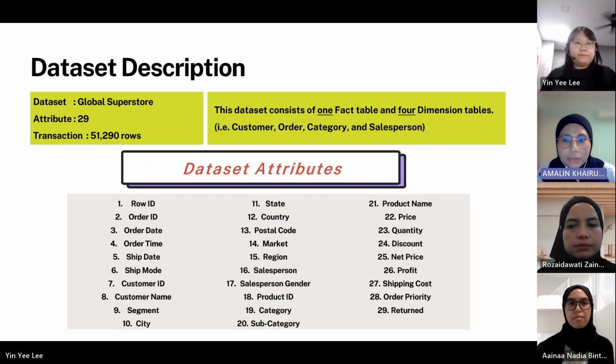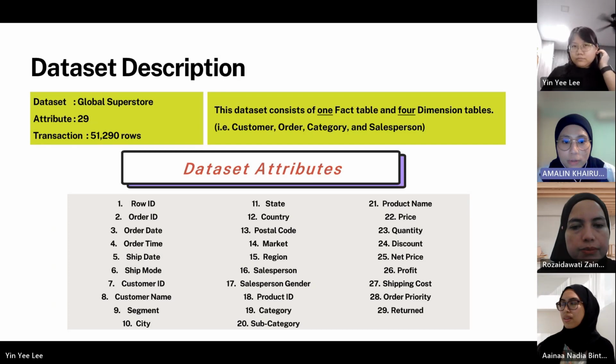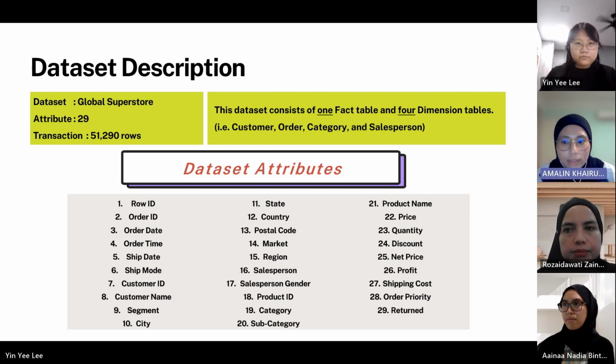In the third section, we will talk about the dataset description. The dataset used is the Global Superstore. It has 29 attributes and 51,290 rows of transactions. The dataset attributes are listed starting from row ID to returned attribute. Furthermore, this dataset consists of one fact table and 4 dimension tables, namely customer, order, category, and salesperson, which will be further shown in the fourth section, sample in SEMA.